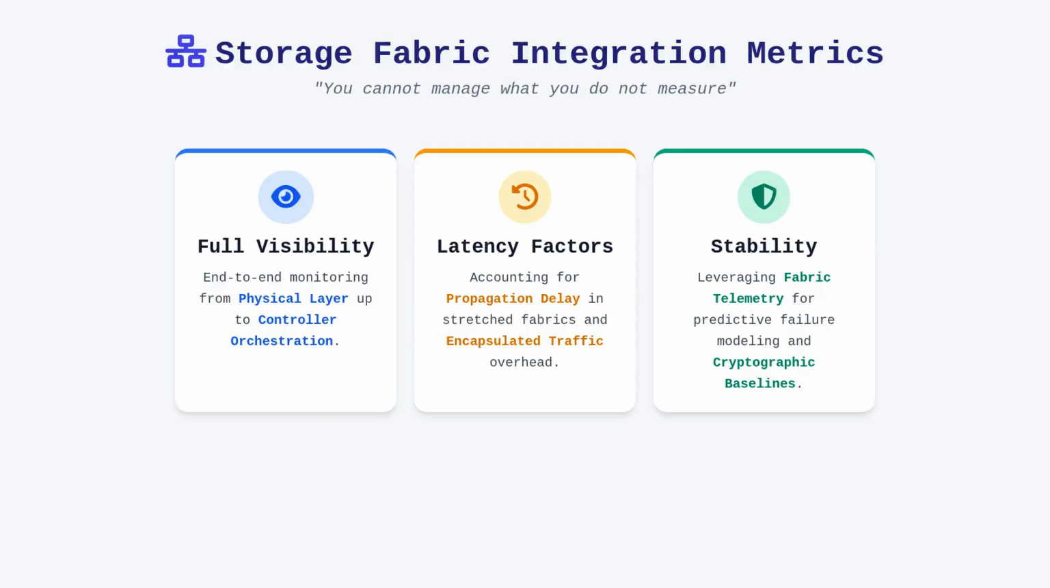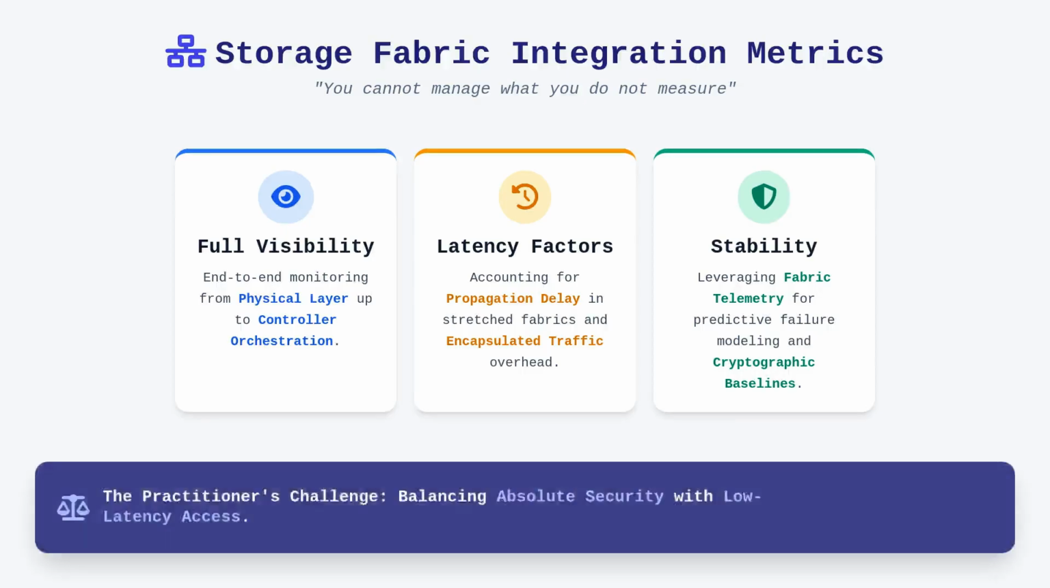We often talk about predictive failure modeling as a means to mitigate downtime, but this relies heavily on telemetry ingested from the fabric switches themselves. When configuring these environments, you must account for the overhead of encapsulated traffic and the overhead of cryptographic baselines. These security measures are non-negotiable in enterprise settings, but introduce latency that must be factored into your performance heuristics. Balancing the need for absolute security with the operational requirement for low latency access is the mark of a skilled practitioner.